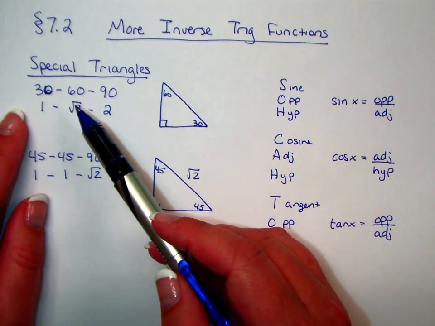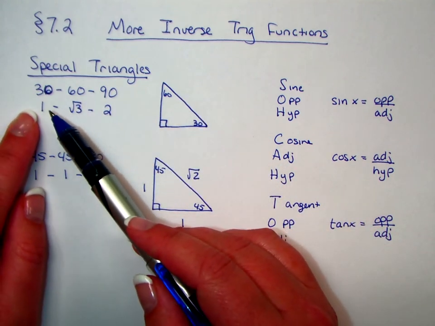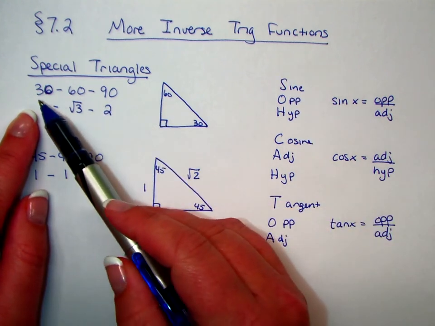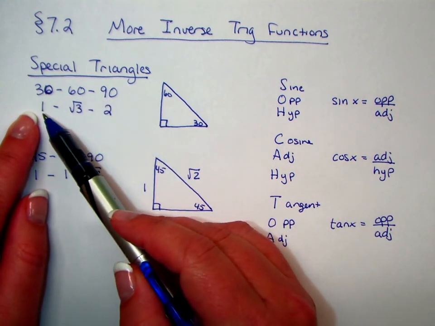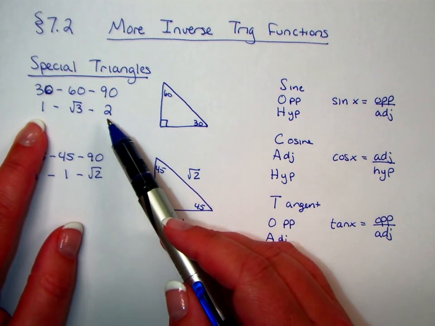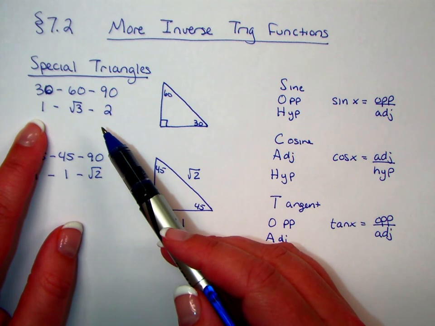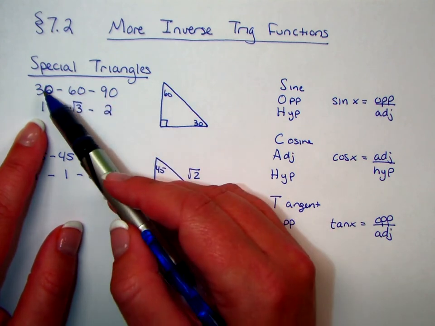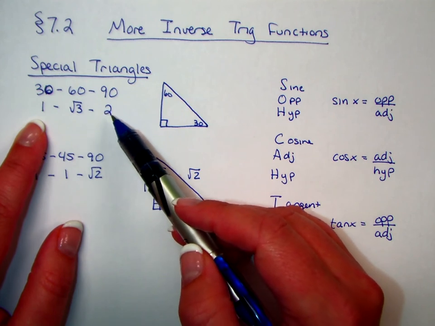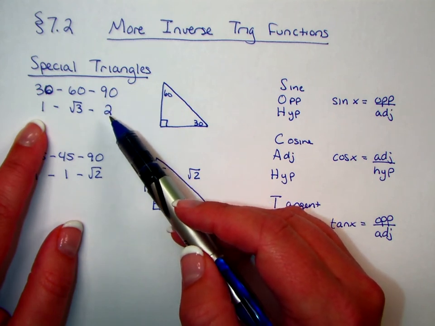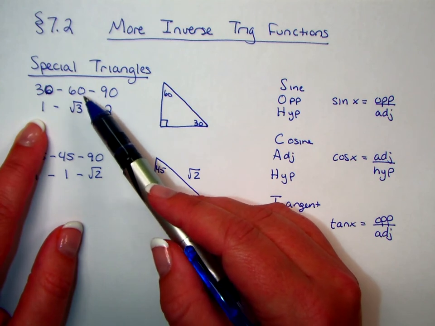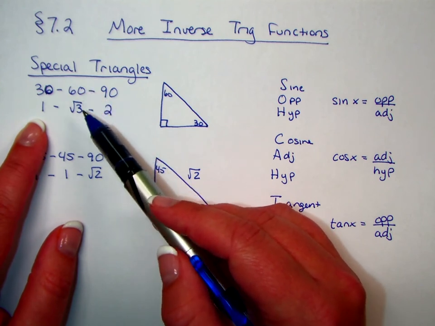Now what's special about these triangles is that the sides are always in the same ratio. Right? So a 30, 60, 90 is always going to have the sides 1, square root of 3, and 2. Now I've put them in this order on purpose because the smallest side is directly across from the smallest angle, and the larger side is directly across from the largest angle. Square root of 3 is like 1.7 or something like that, so it's the one in the middle.